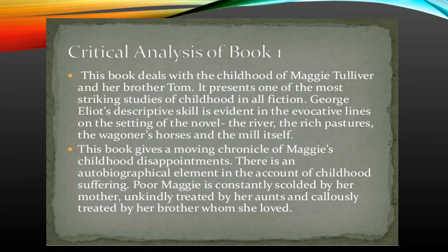The river, the rich pasture, the wagons, horses and the mill itself. This book gives a moving chronicle of Maggie's childhood disappointment. There is an autobiographical element in the account of childhood suffering. Poor Maggie is constantly scolded by her mother, unkindly treated by her aunt, and callously treated by her brother, whom she loved.